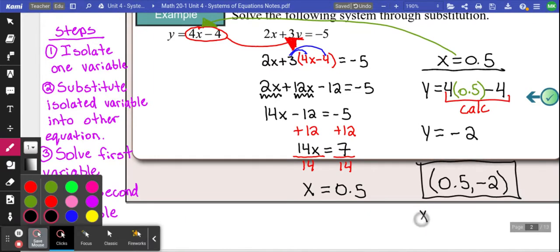You also could just explicitly write it like this and put that in a box too. And we're done. The value of x that gives the same y in both equations would be 0.5, and that y value would be negative 2. So my answer is 0.5 comma negative 2. That point is on both lines.